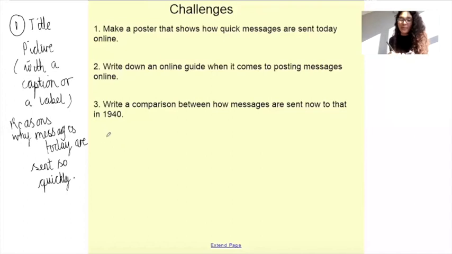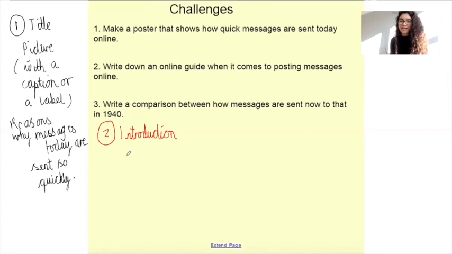Now on to number 2. Write down an online guide when it comes to posting messages online. So when you're writing your online guide, what do you need to include? Have a little think for me. Remember, online guide. I would want to see some sort of introduction. So I would want to see that you've included why you're writing this online guide in the first place. Think about when you were writing instructions, you would never write a set of instructions without first telling your reader why you are writing them. So there would be some sort of introduction.